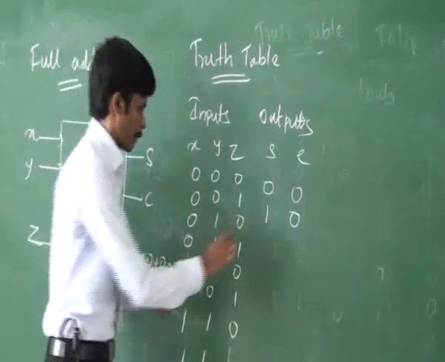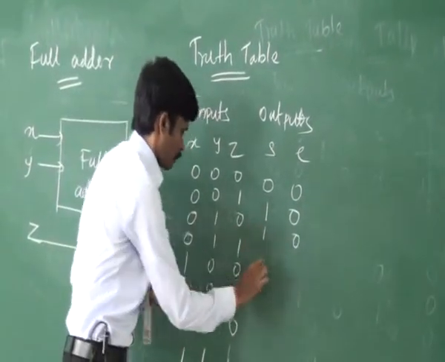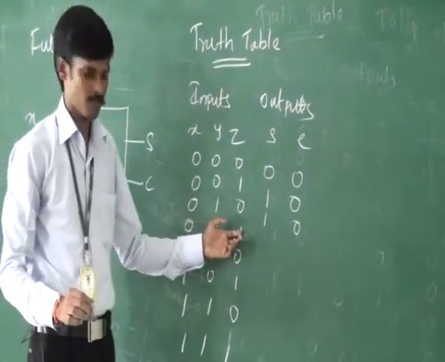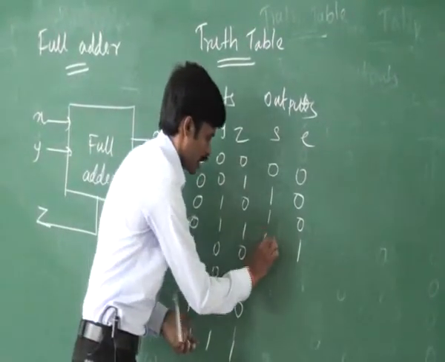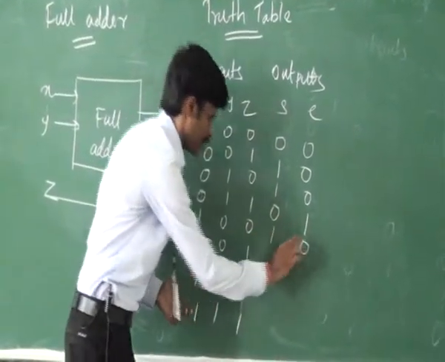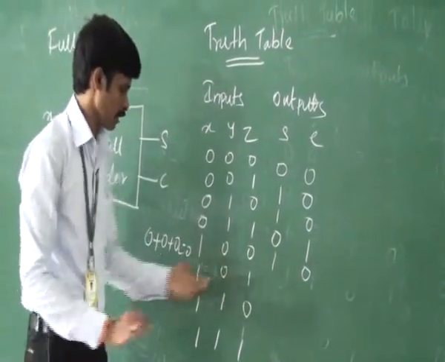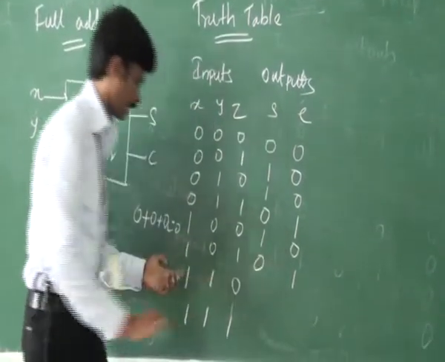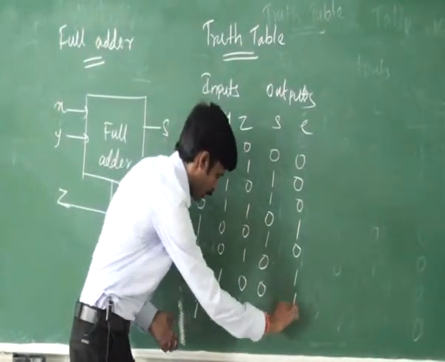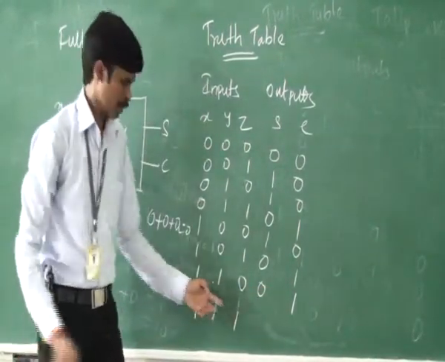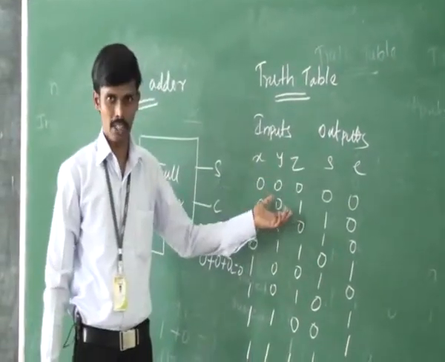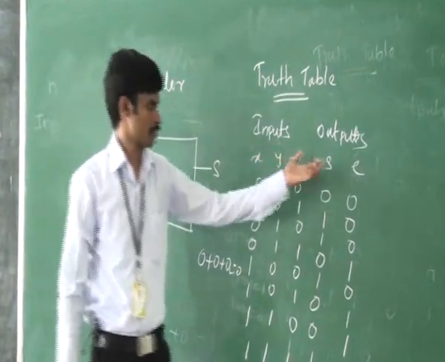Similarly, we can write 1 0. The next combination is 0 1 1, 0 plus 1 is 1, 1 plus 1 is 10. Then the carry will be 1, the sum will be 0. The next combination is 1 0 0, then the sum will be 1, carry will be 0. The next combination is 1 0 1, then the carry will be 1, sum will be 0. Then the next combination is 1 1 0, then the sum will be 0, carry will be 1. Then the next combination is 1 1 1, then the sum will be 1, carry will be 1. From this truth table, let us derive the Boolean expression for sum and carry.